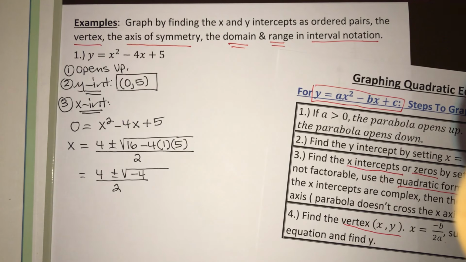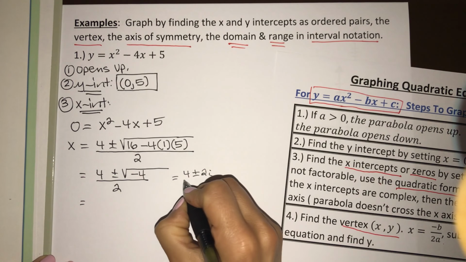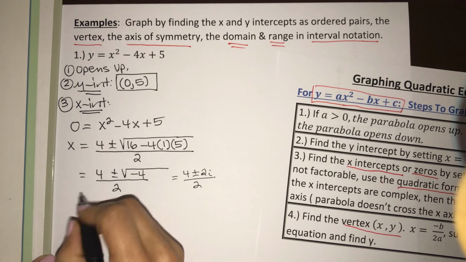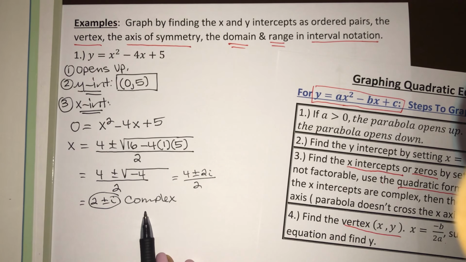From here, I could just further simplify this a little bit. We can write 4 plus or minus 2i over 2, and we could reduce that. So these are complex. Since we are graphing in the real number plane, we can't graph complex numbers there. Since they're complex and not real, we will not be graphing them.